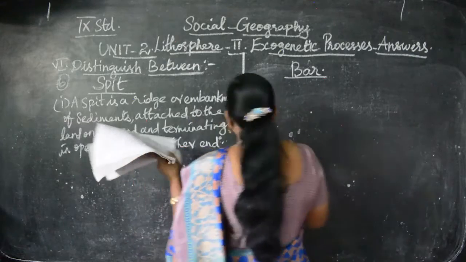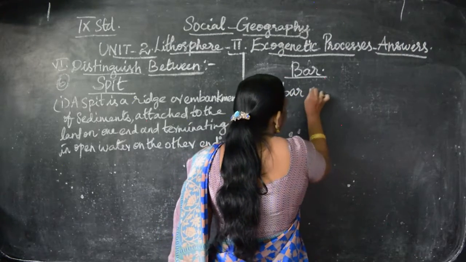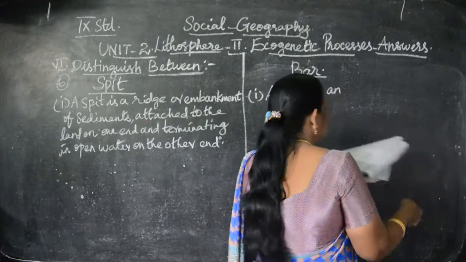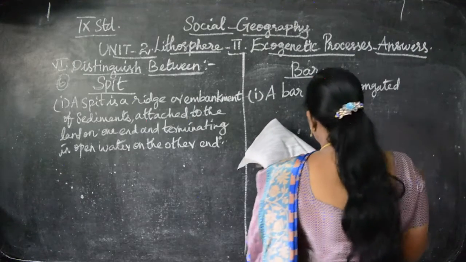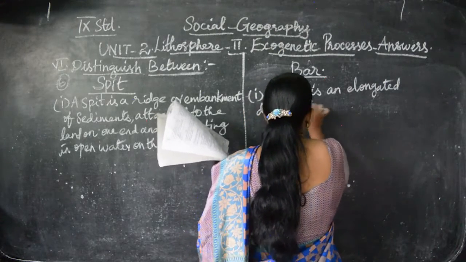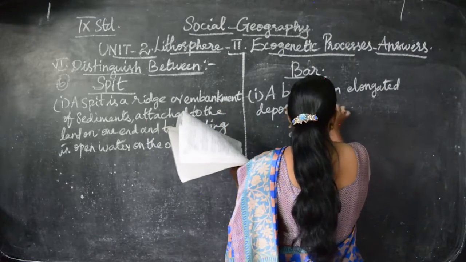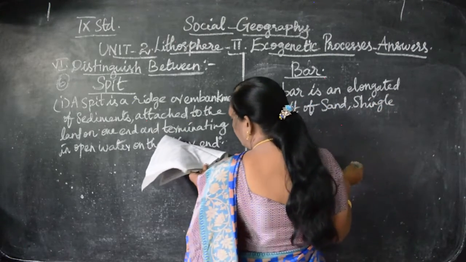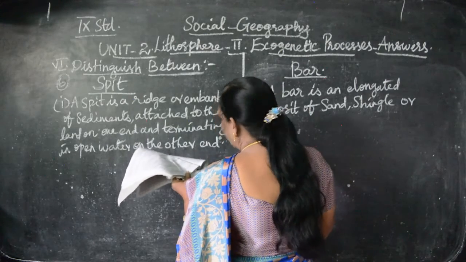And bar, first point. A bar is an elongated deposit of sand, shingle, or mud found in the sea.